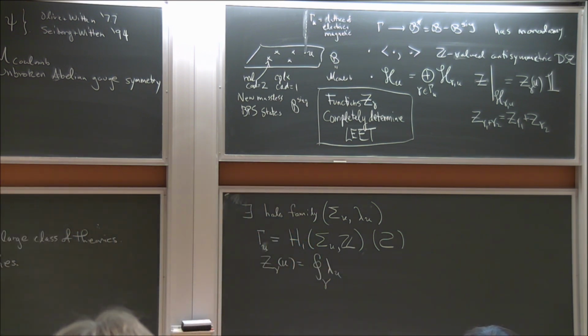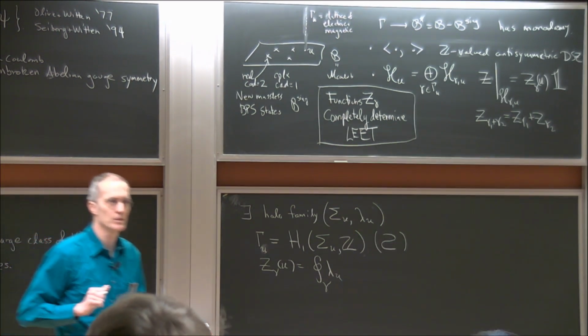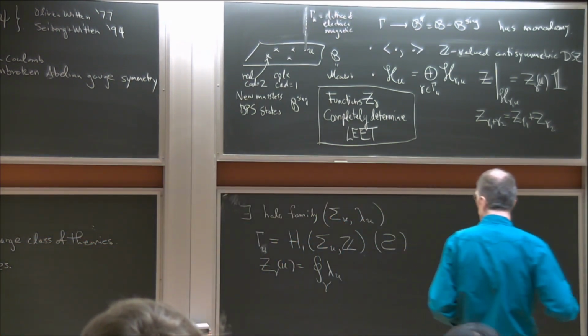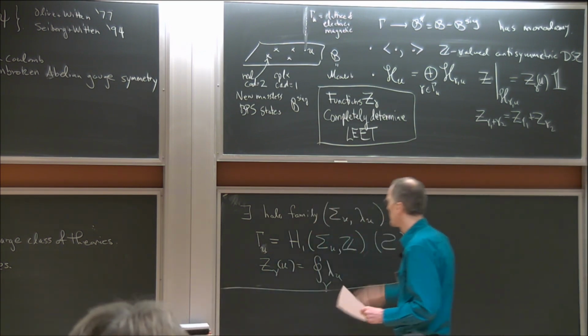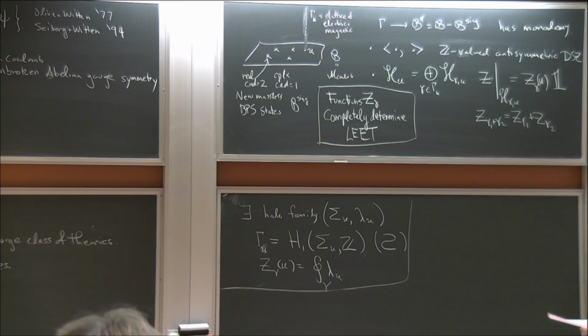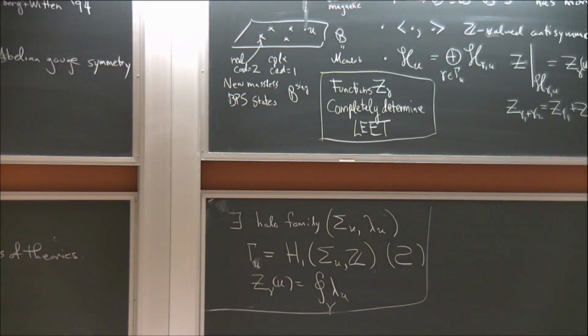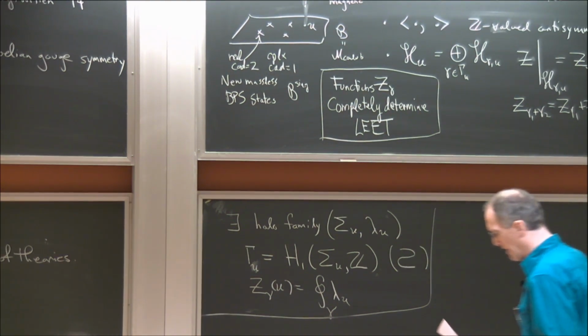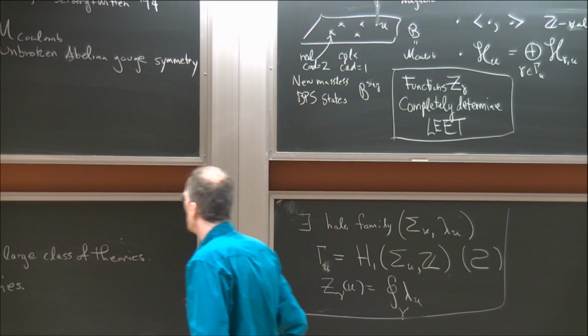And so I just told you, if you know those functions, then you know the low energy effective action through a formula I'm not explaining to you, but it's quite standard. So this is the solution. The solution is you find a suitable holomorphic family of Riemann surfaces with one forms, and you're all set.